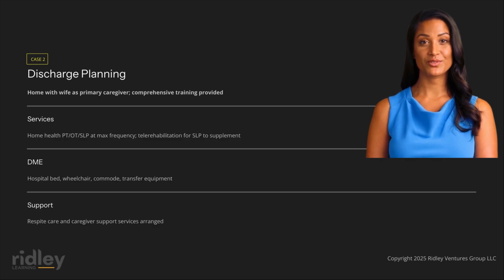Discharge home with home health services is appropriate if his wife can manage his care with training and support. Home health physical therapy, occupational therapy, and speech-language pathology should be arranged for the maximum available frequency, typically 2 to 3 visits per week for each discipline. Telerehabilitation for speech-language pathology should be explored to supplement in-person visits and enable access to aphasia-specialized treatment not available locally. Respite care resources and caregiver support services must be arranged to prevent caregiver burnout. A hospital bed, wheelchair, bedside commode, and transfer equipment are essential home modifications.